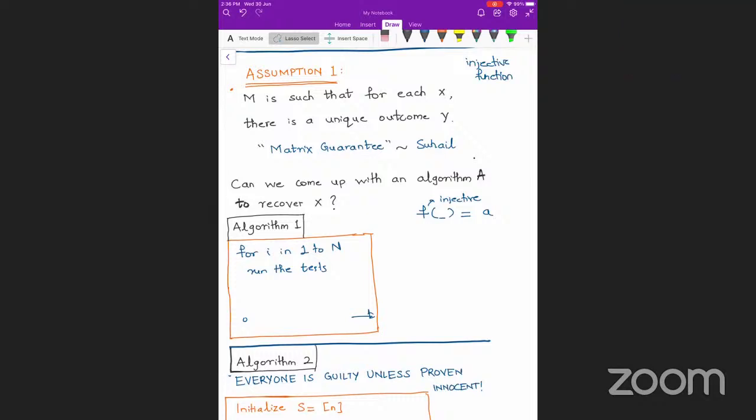But as you can clearly see, it's terribly inefficient. You're essentially running through capital N iterations, and the size of the matrix is R cross N. So that's definitely not the best way.